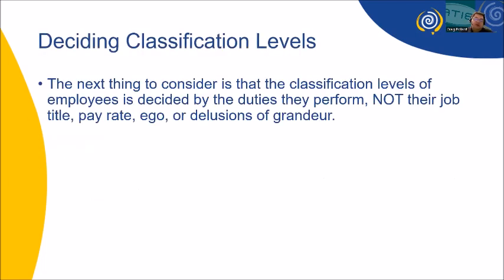So once you've decided whether or not you want a full-time, part-time or casual employee, the next thing to determine is the classification level. Now, the important thing to remember is it's not what their job title is that defines their classification level. It's the duties they perform that define the classification level. So it doesn't matter what their pay rate is. It doesn't matter what they think they should be on. It matters what they do.